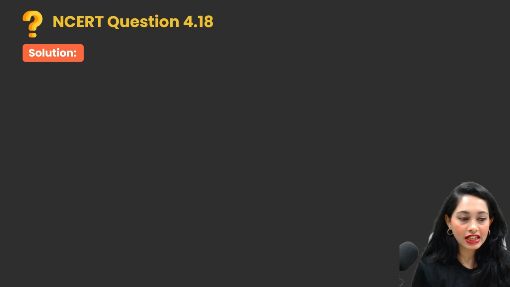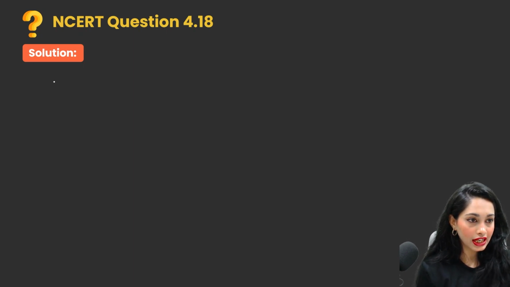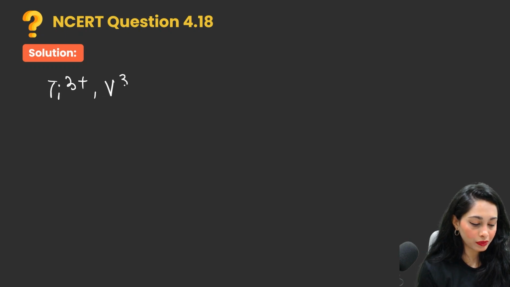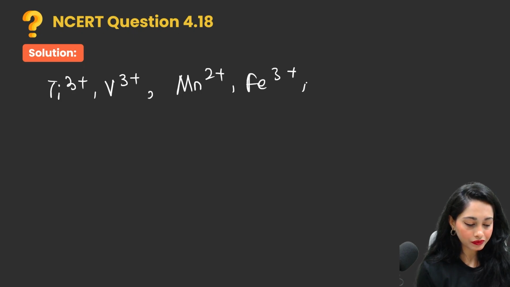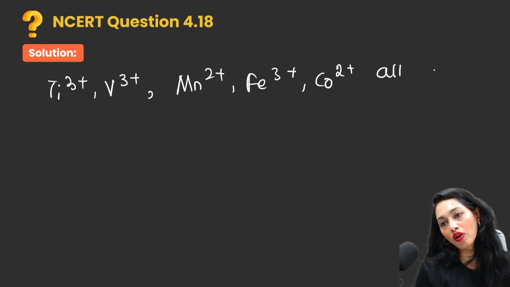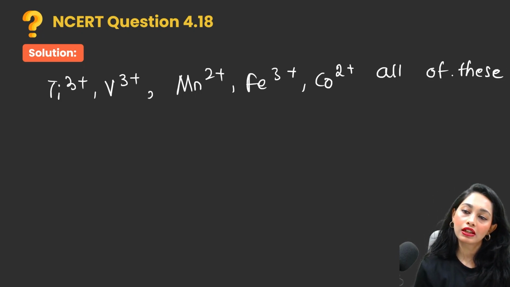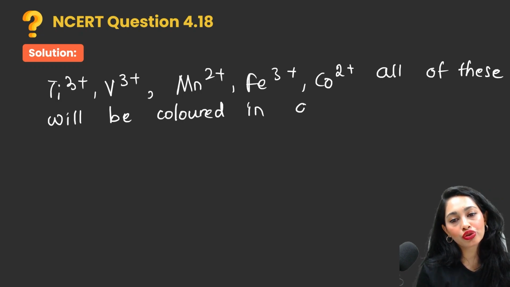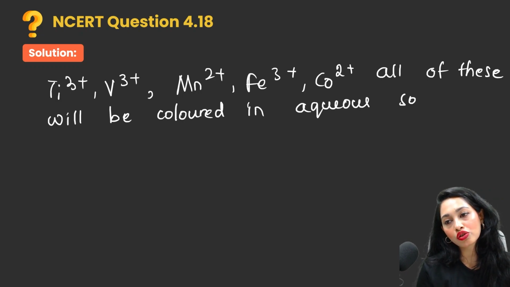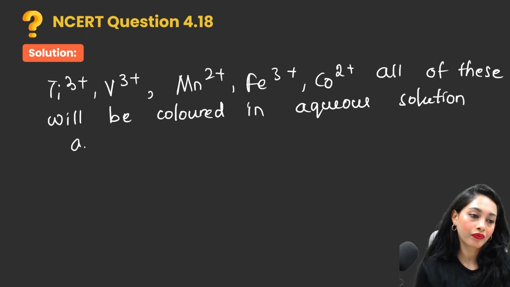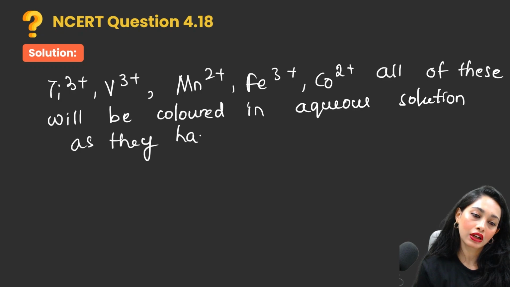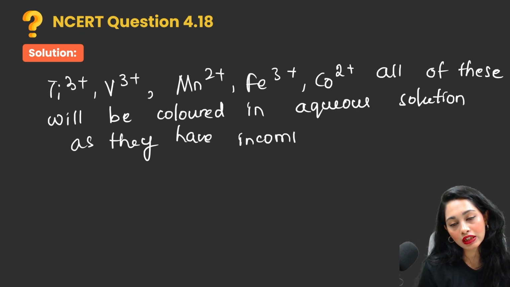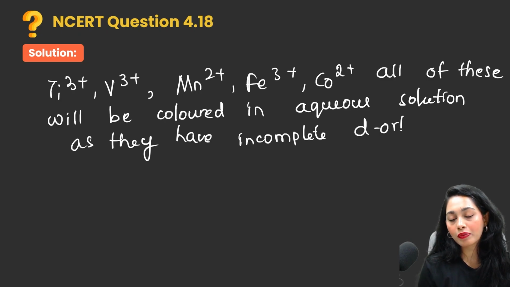So apart from these, except these, we have titanium 3 plus, vanadium 3 plus, and Mn2 plus, Fe3 plus, cobalt 2 plus. All of these ions will be colored in aqueous solution as they have incomplete d orbital.